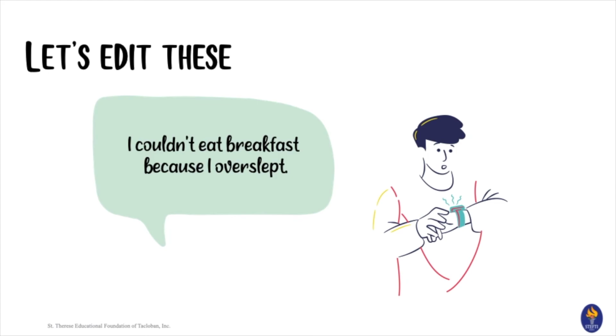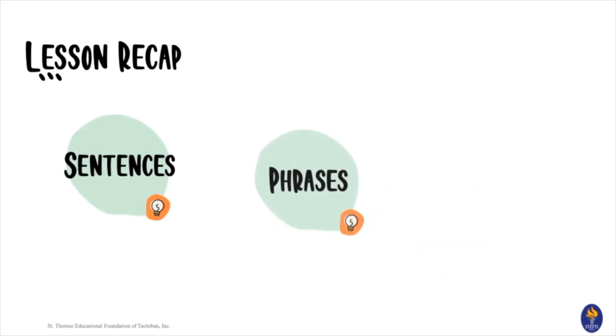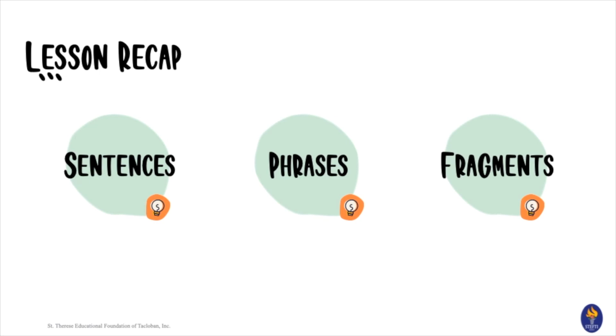Fragments also do not express a complete thought. Phrases and fragments cannot be complete sentences by themselves. To recap, we talked about sentences, phrases, and fragments. Remember that a sentence is a group of words that expresses a complete thought, and in contrast, a phrase is a group of words that does not express a complete thought. The same way phrases cannot stand alone, fragments also cannot unless you add a subject or a predicate.